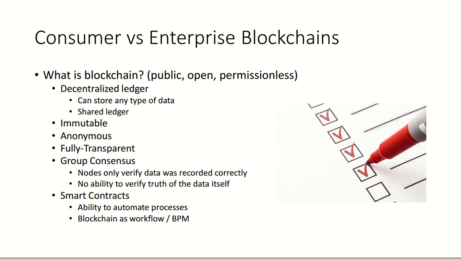The participants on our network are anonymous. We make no effort to trace back wallets or accounts to actual human beings or end users. And that means all of our data is fully transparent, because if I don't know who you are, there's no way for me to define and enforce permissions. We rely on group consensus, majority rules. If 51% or more of our network come up with the same result, we're going to go ahead and assume that that result is true and accurate. And finally, we have smart contracts. We have the ability to use blockchain as a workflow platform to make it respond to certain types of transactions and events.